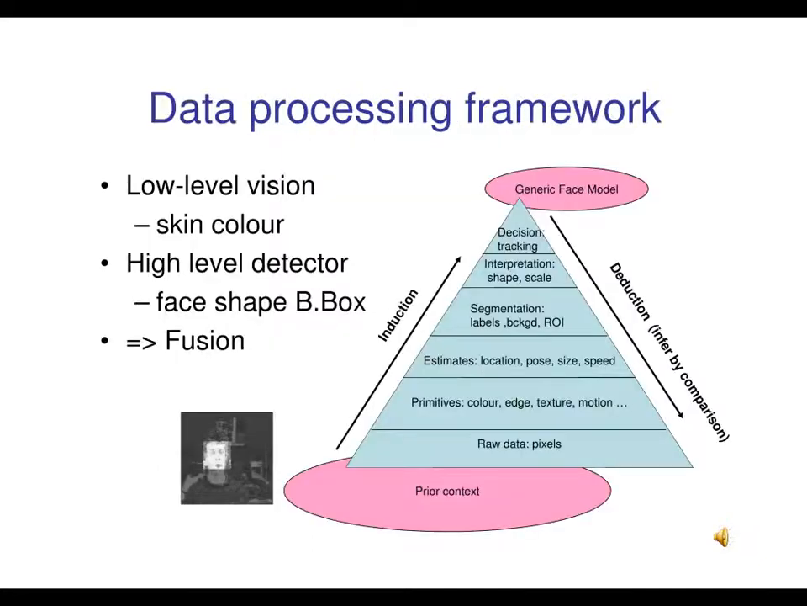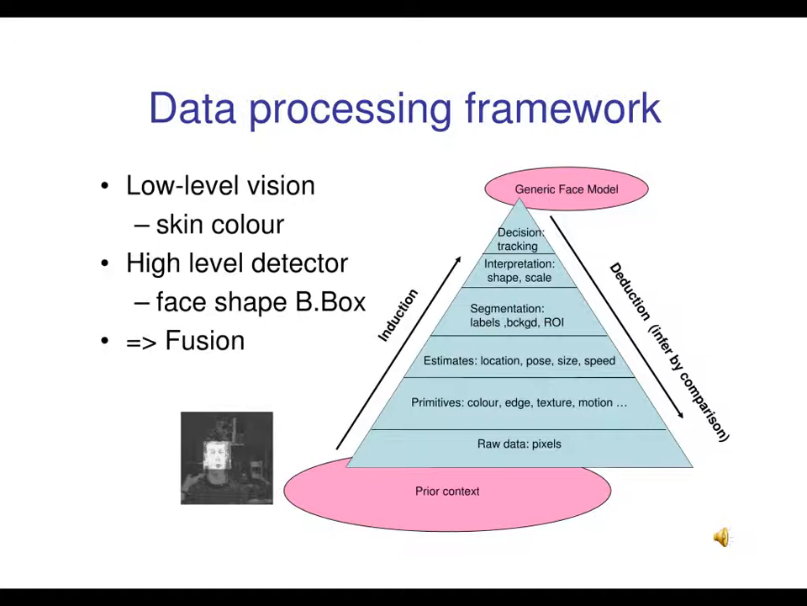This pyramid illustrates the two ways for processing data. Deduction is commonly used. It means starting from a generic face model, go down and deduce, by comparison with pixels, where the face is in the image. One can also work in the opposite direction, namely make induction. From low pixel data, including prior context, we get some primitives like color or edges, then compute estimates like position or size. From those measurements, we put labels onto pixels, like background or region of interest, and finally go up towards interpretation and decision about the face.